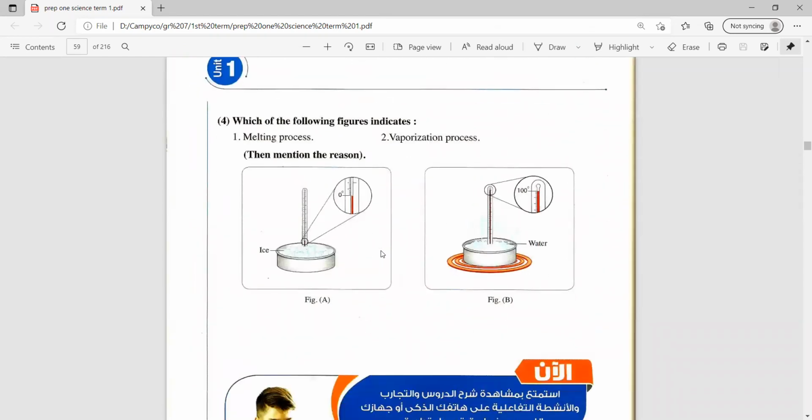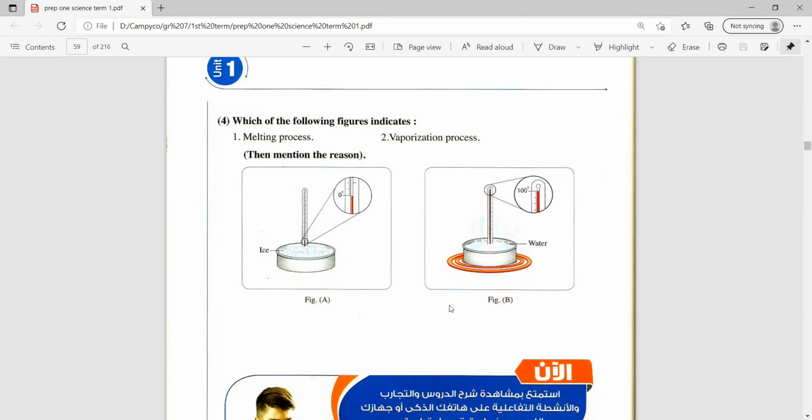The following figures indicate melting and vaporization. Melting is A, vaporization is B. A, because ice can melt at low temperatures and change into water. And then water boils at 100 degrees. That's water's boiling point. Yes. And it turns into gas.